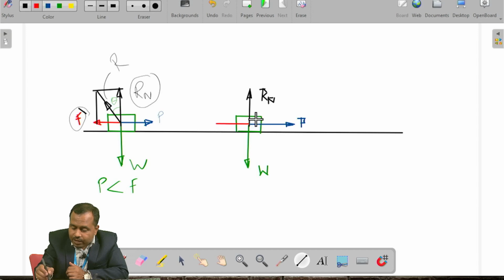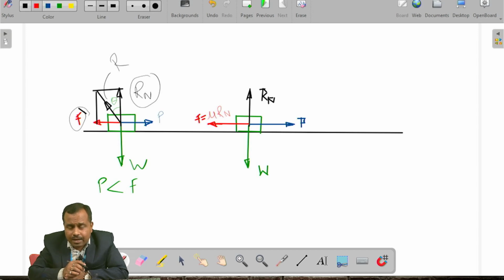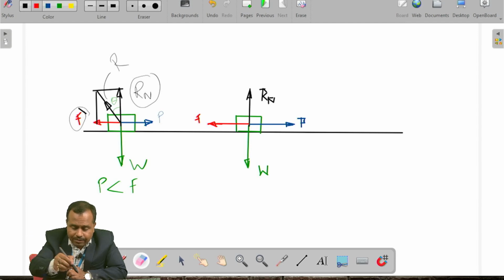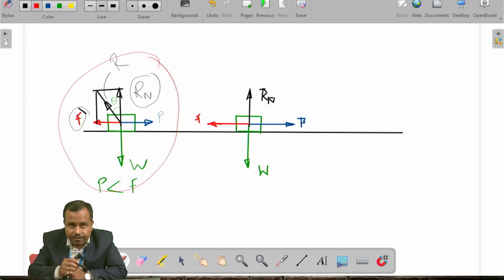Okay, so here the frictional force F is again increased, which is the product of mu into Rn, as we have already discussed. Okay, so once again what I will do, this is the frictional force F. I will complete the box as I have already discussed in this particular figure.